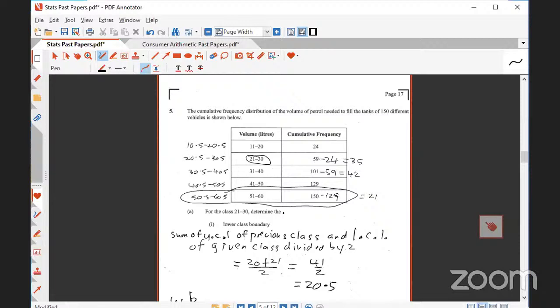As well, before you can draw the histogram, you have to know the frequency of each of the classes. So the frequency of that one is 24 because nothing comes before it. The frequency of this one, 101 minus 73, gives me 28. And so those are the frequencies of each of them. So using those frequencies now, that's what we're going to use to draw our histogram.